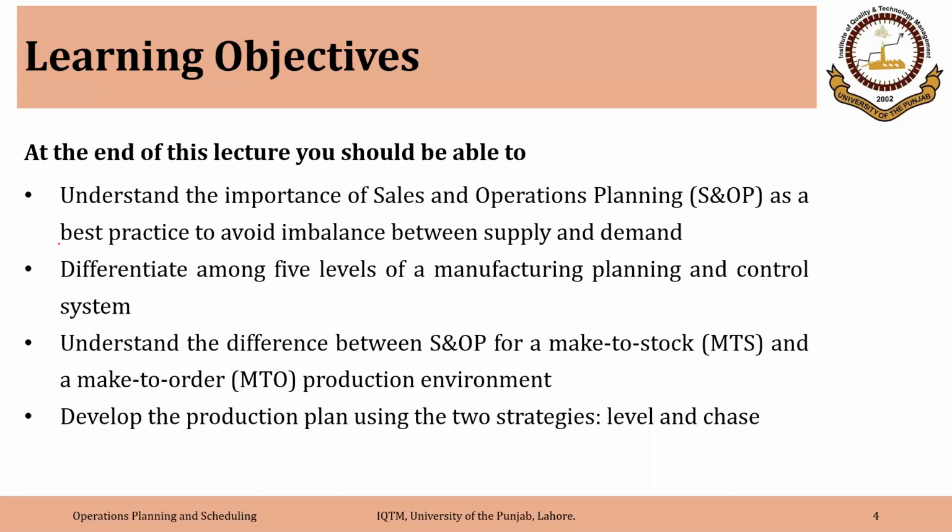a best practice to develop a production plan to avoid imbalance between supply and demand. You should be able to differentiate among 5 levels of a manufacturing planning and control system. You should be able to understand the difference between sales and operations planning for a make to stock and a make to order production environment. And finally, you should be able to develop the production plan using the 2 strategies, level and chase strategy.